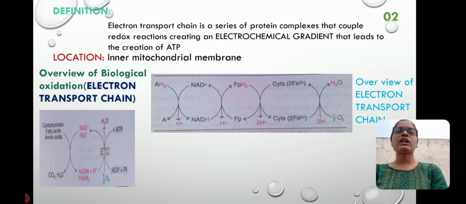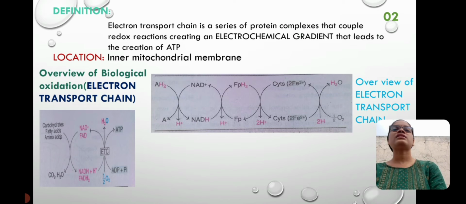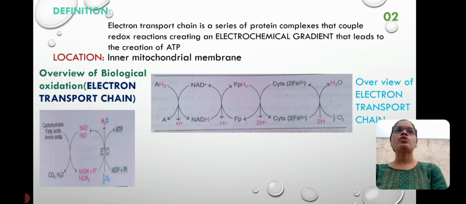These reducing equivalents are transferred to the coenzymes such as NAD and FAD and are converted into NADH2 and FADH2. These coenzymes pass through the electron transport chain and result in the liberation of some free energy, and that free energy is utilized in the synthesis of ATP, which we call oxidative phosphorylation. So we can conclude that biological oxidation includes both electron transport chain and oxidative phosphorylation.